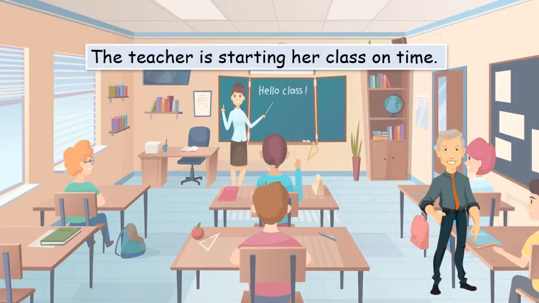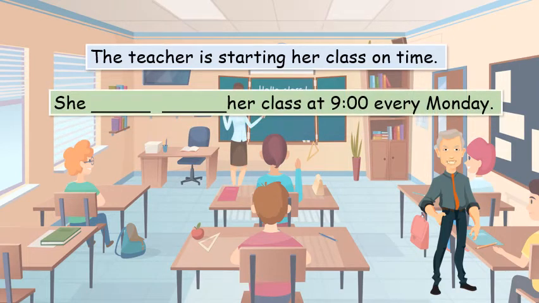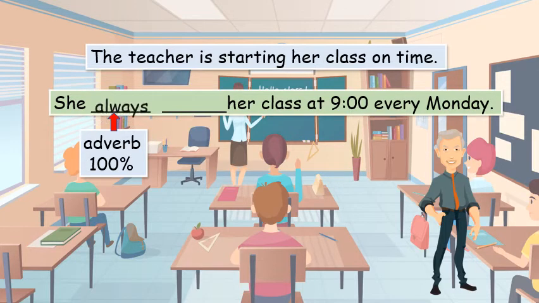The teacher is starting her class on time. She, her class at 9 o'clock every Monday. What's the adverb 100%? She always. What's the verb? She always starts her class at 9 o'clock every Monday.